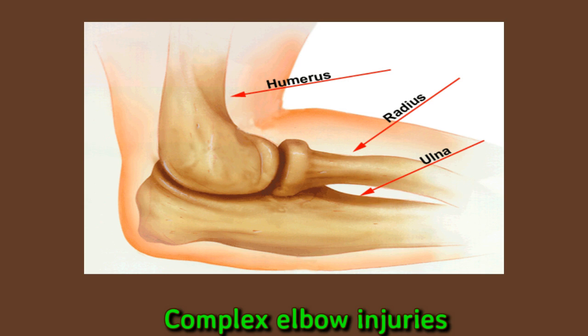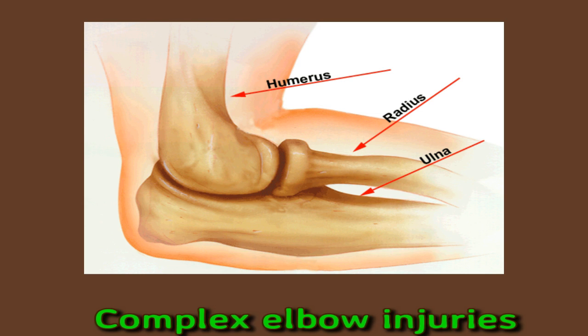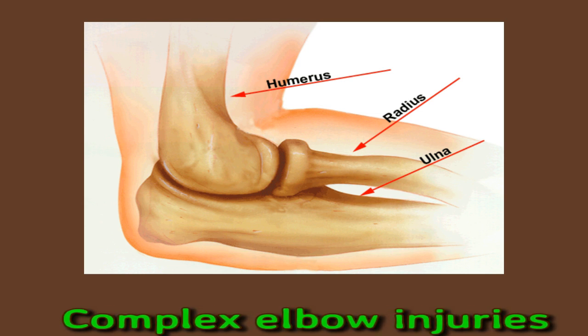A healthcare provider can move a dislocated elbow joint back into its original position. Afterward, they may recommend keeping the elbow immobilized in a sling or brace for 1 to 3 weeks.